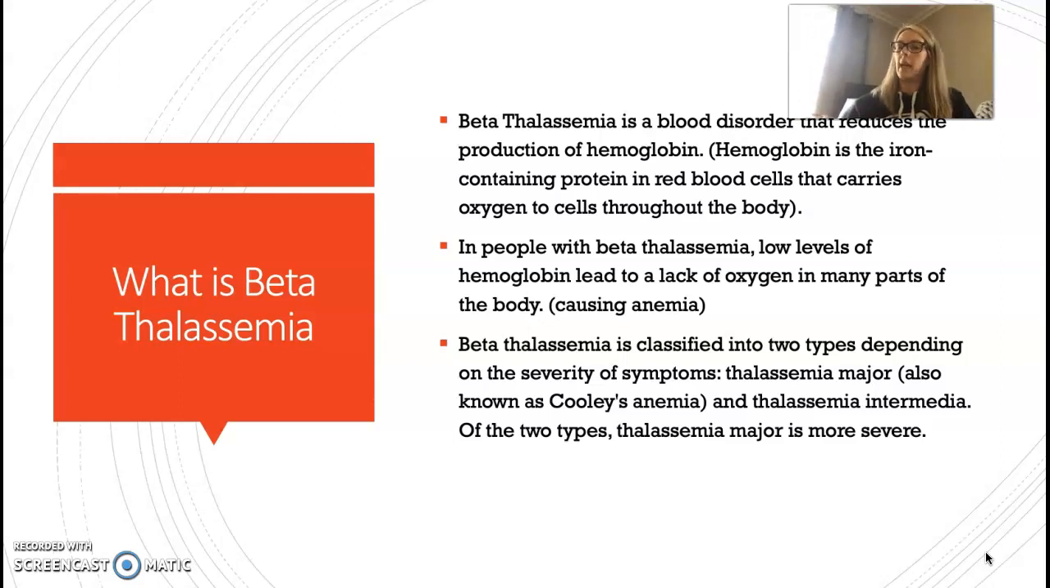We have a couple different types of beta thalassemia. We have thalassemia major, thalassemia intermedia, or we also have just thalassemia minor, which is going to be like a mild version of anemia. Basically it means you're a carrier. Maybe it hasn't fully hit you to the severity of the other types. Some of you might have heard thalassemia major called Cooley's anemia. Just some different terms that you'll hear going along with beta thalassemia.